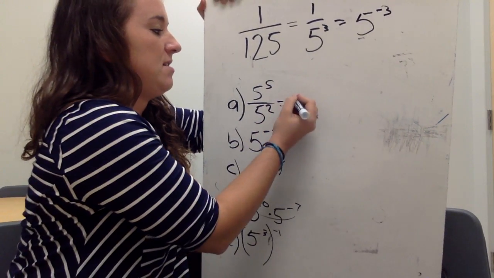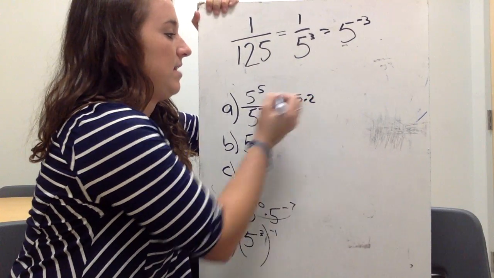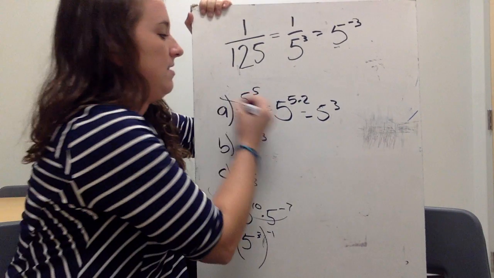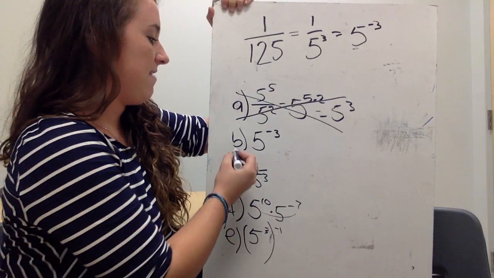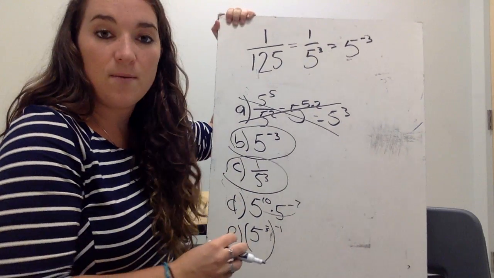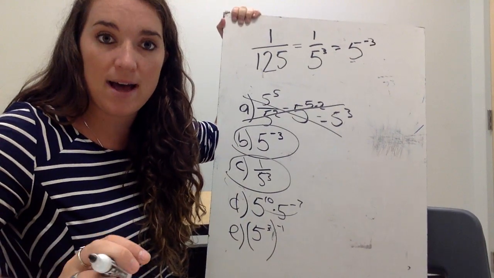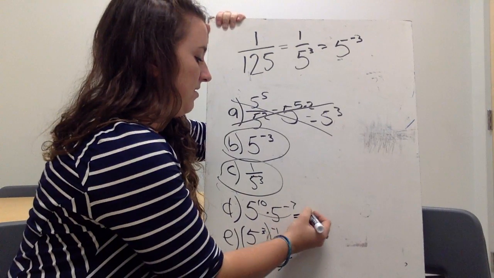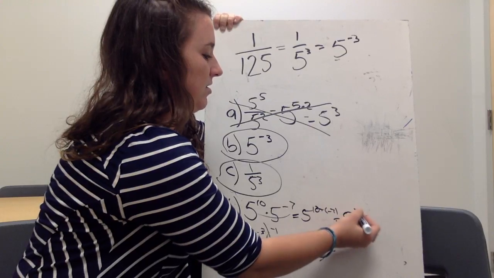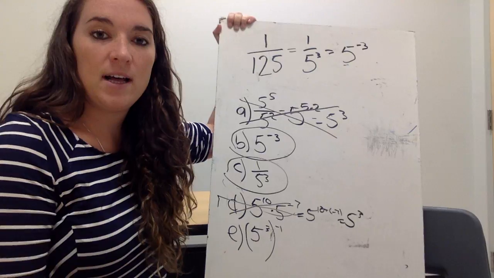So now I'll go through my answers. Here, division means we do what to our exponents? We subtract them. So I have 5 minus 2, which equals 5 cubed. Is that the same? No. Here I have 5 to the negative third power for B, which is the same as C. When I get to D, I have multiplication. What do we do with our exponents when we are multiplying? I'm going to add them. So I have 5 to 10 plus negative 7. 10 plus negative 7 is 3. 5 cubed is not the same as 5 to the negative third power.